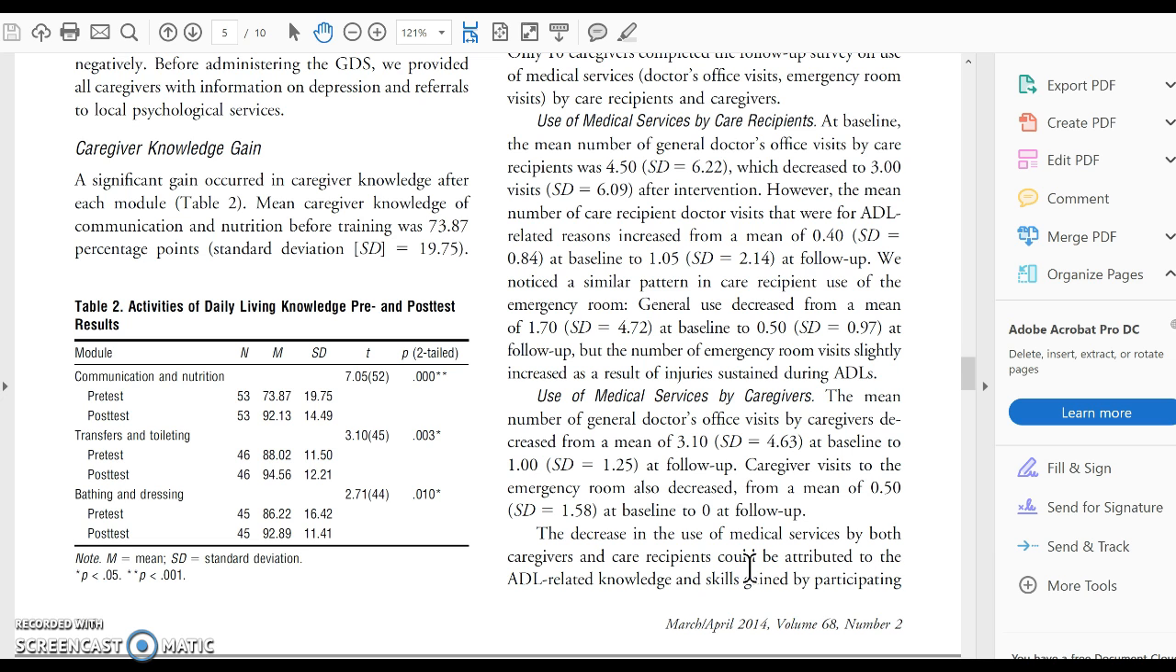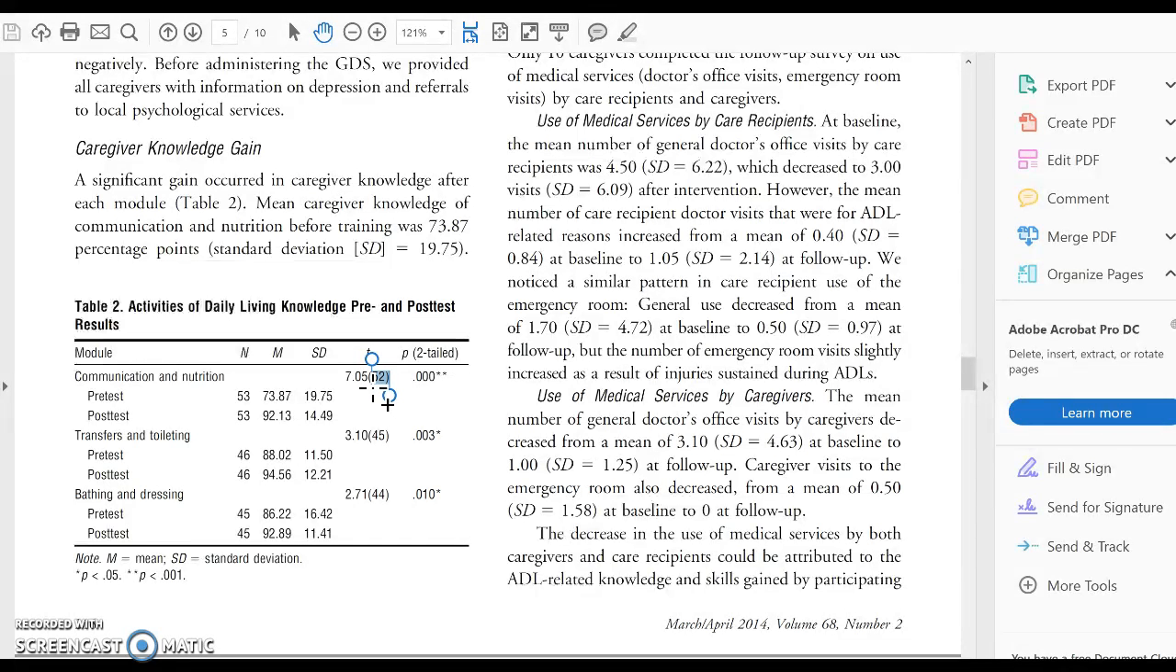Now let's take a break of this and let's look at Table 2. So Table 2 gives you an overview of the results. What do we have? You have your three modules: communication and nutrition, transfer and toileting, bathing and dressing, pre-test, post-test. They gave you N, which is the number of samples, as you see, 53, 53, 46, 46, 45, 45. Interesting. They gave you the means. They gave you the standard deviation. Then they gave you this. Well, what is this again? So this is the T statistic, right? The T statistic came out to be 7.05 using the degrees of freedom of 52.